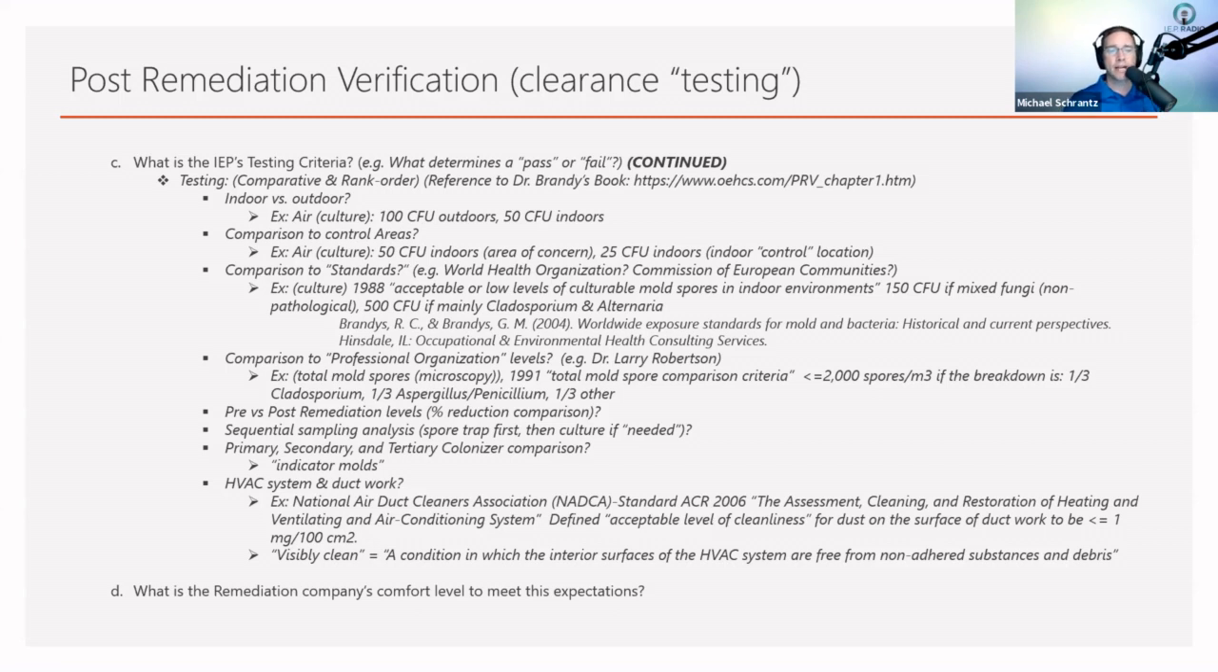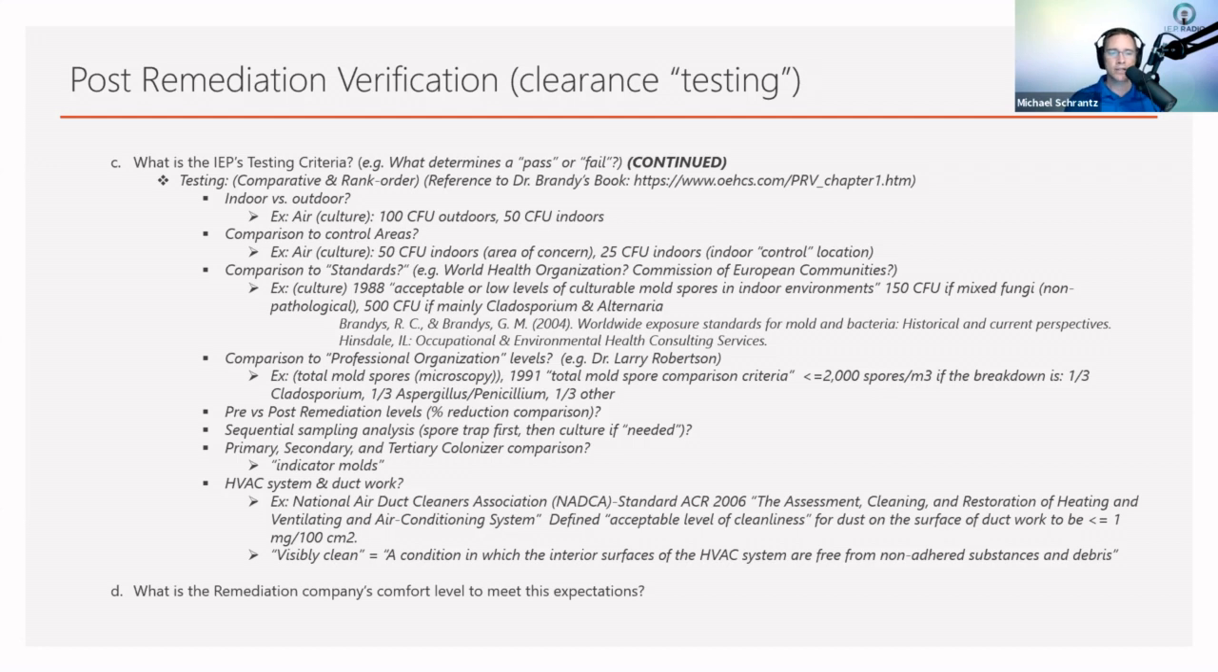Pre and post remediation testing, it's more of a percentage reduction. So not everybody has the luxury to do this, but if you were able to do baseline testing up front, pre-remediation testing, you were to do the work and now you do post-testing and those results show significant improvement, that could be used as a measure to show that the environment has been remediated and cleaned appropriately.